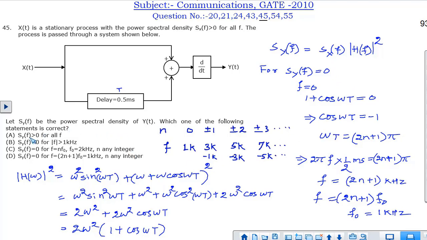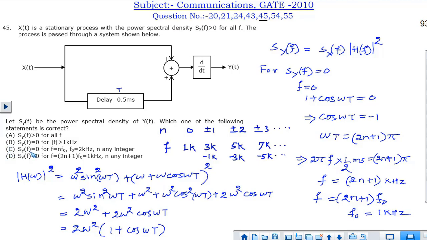Now let us check the options. In the first option, it is given that the output power spectral density is always positive for any frequency. So this is not true, because we have already found out at what frequencies the output power spectral density becomes 0. So A is not correct. Coming to option B, it is given that the output power spectral density Sy of f is equal to 0 for any frequency modulus greater than 1 kilohertz. If you see, at frequency equal to 0 also, Sy of f becomes 0, so option B is also eliminated.